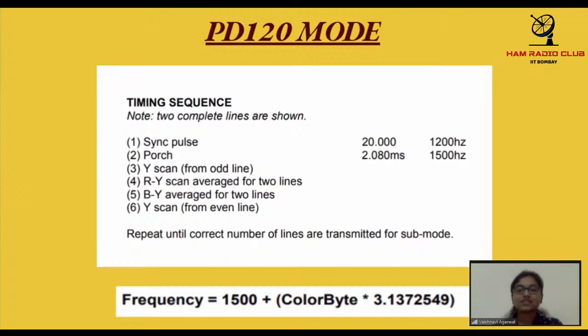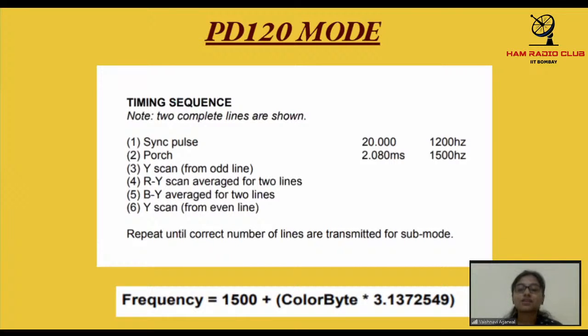In simpler words, there is a 20 millisecond pulse or signal that tells the cursor to get placed in its initial position, and a 2.08 millisecond long signal that is called the porch, which makes sure that it is in the leftmost position of the line. Then comes Y1, the signal which decodes yellow from the first line, the chrominance signal, that is RY and BY scan, which decodes these colors averaged from the first two lines. And then Y2, or the luminance signal, that decodes yellow from the second line.